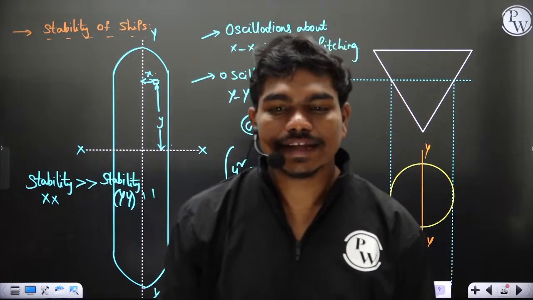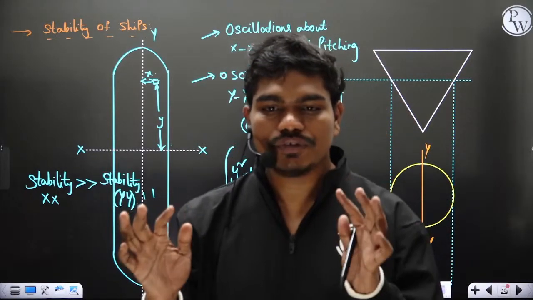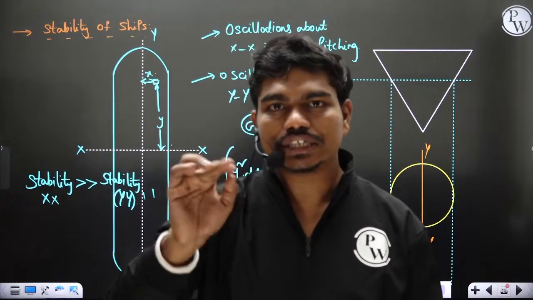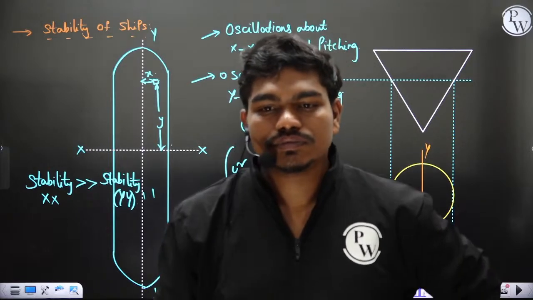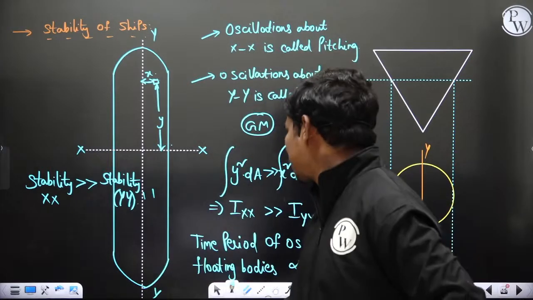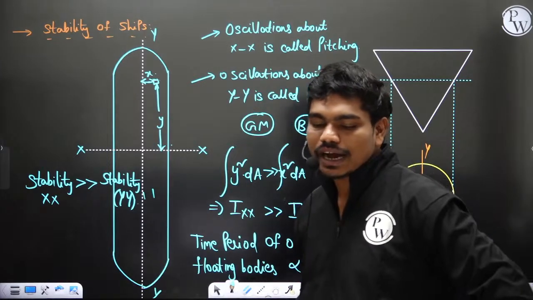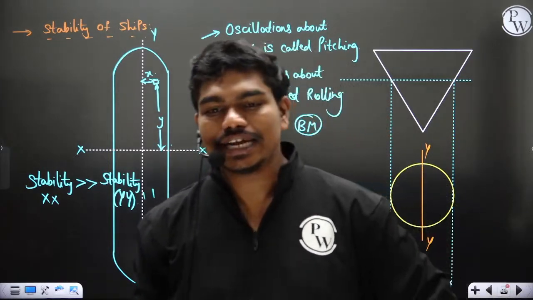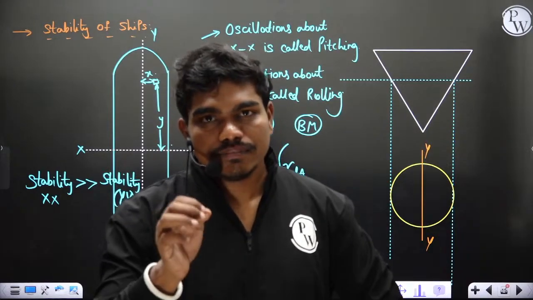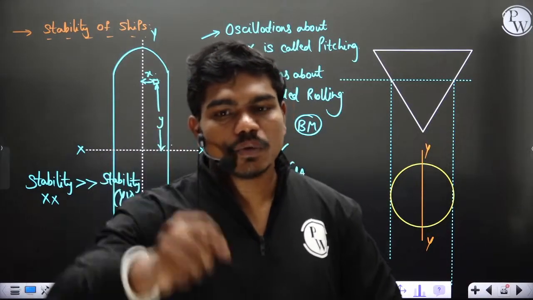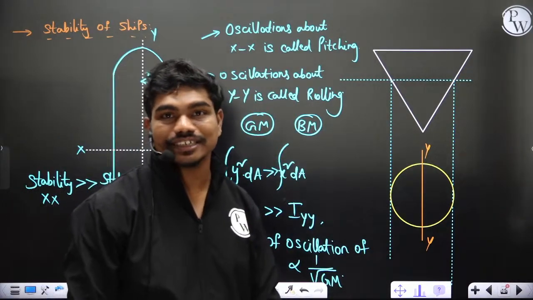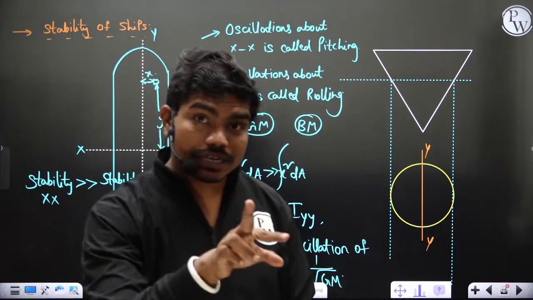The passenger has to feel safe inside. He should feel comfortable. Then should the time period of oscillation be high or low? I know all of you are saying low, because I told you stability is proportional to metacentric height, so obviously you generally look for high metacentric height. But as you keep increasing metacentric height, the time period of oscillation becomes very low and passengers feel uncomfortable. Comfort is different from safety.